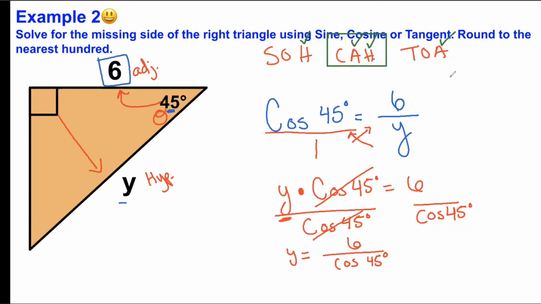All right, make a note to yourselves. This example has the variable on the denominator. The previous example had the variable on the numerator. This one has it in the denominator. So the steps are going to be, there's going to be that extra step, which is dividing by cosine, right? Or whatever that ratio was, so sine or tangent. In this case, it's cosine.